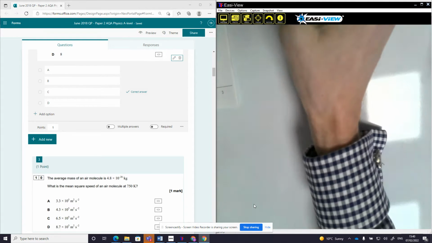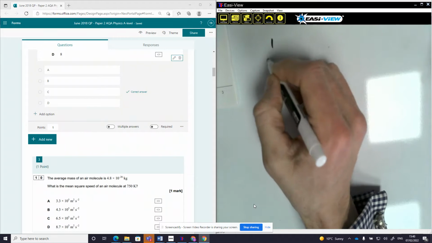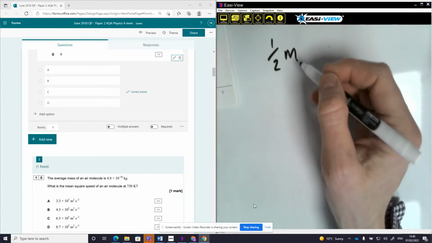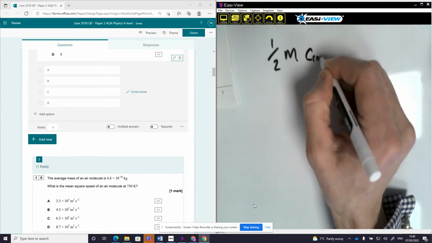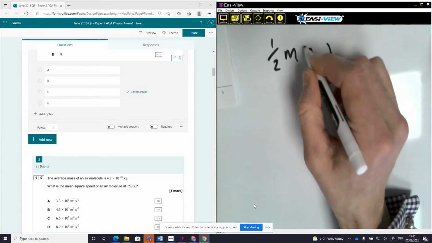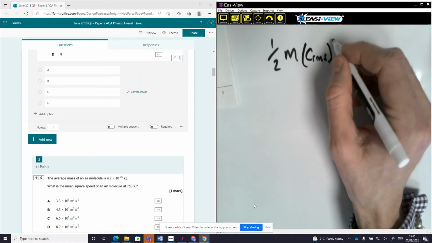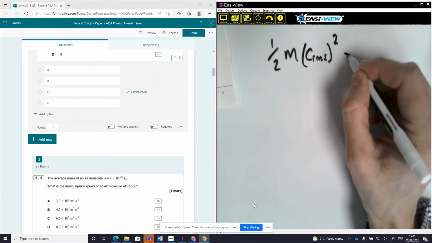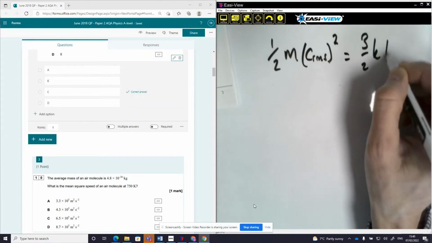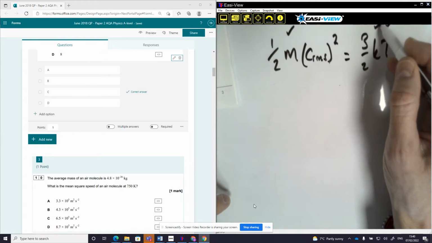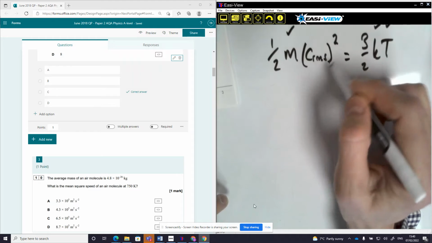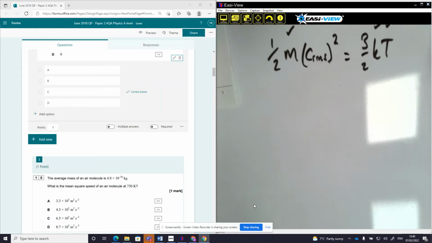So I'm using the a half mv squared effectively, so that's kinetic energy, but rather than v squared, we need to use RMS because it's in all different directions. And if we just use the v, they will average out to 0. So the mean square speed is 3/2 kT. We're given m, we're given T, k is a constant, and we're looking for this value. So it's the mean square speed.